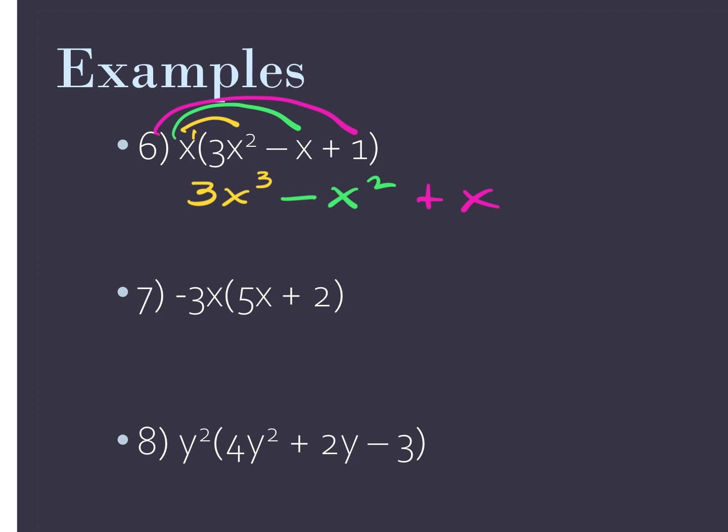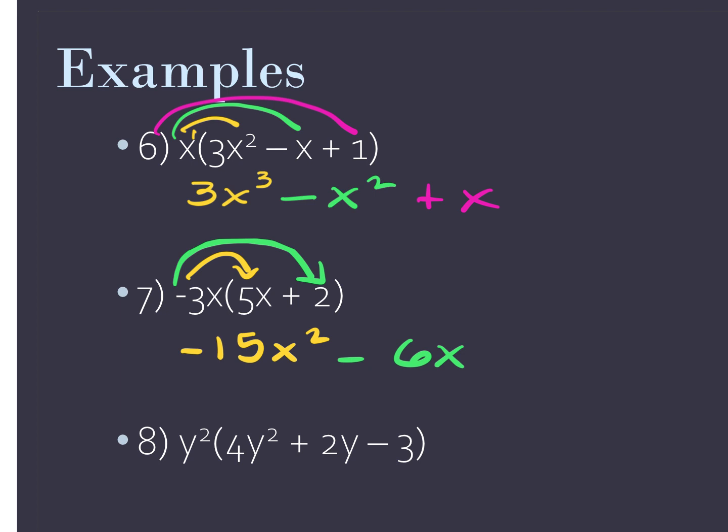Let's distribute. Negative 3x times 5x gives me negative 15x squared. Then I'll distribute the negative 3x to the positive 2, which gives me negative 6x. And I'm done. These aren't like terms, so I just leave them side by side.